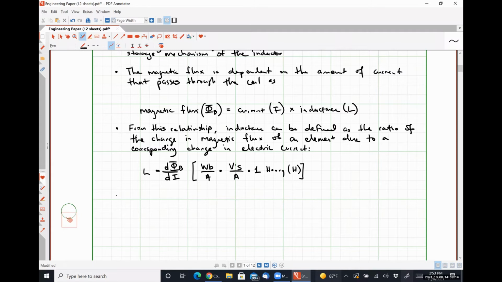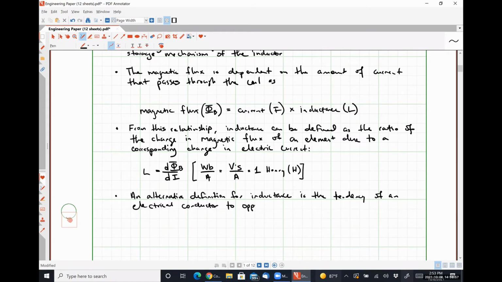An alternative definition for inductance, and this is where we're going to talk about Faraday's law, is the tendency of an electrical conductor to oppose a change in the electrical current flowing through it.